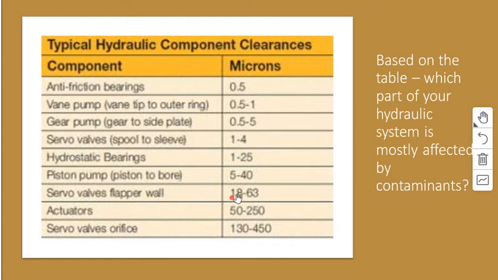Servo valves, flapper wall, between 18 and 63 microns. Actuators, between 50 to 150 microns. Okay, so here we have a little bit more generosity with the actuators. And we've got servo valves, orifice, which is between 130 and 450 microns. Still very, very tiny. 450 microns is probably just like a speck of dust. So that's quite big. But always bear in mind, we've got pumps, anti-friction bearings, hydrostatic bearings, and they're all in our system. They start off with clearances of the size of a bacteria. So if you've got contaminants which are bigger than a bacteria, they can cause a lot of problems to your system, and they can make your system suffer.